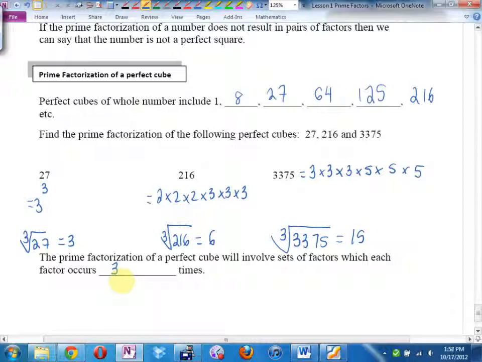Let's extend this. What if I asked you for the 4th root? How many of each prime factor would appear? 4. What about for the 5th root? 5. Let's generalize it. What about for the nth root? N of them, whatever root. What about for the 17th root? We never really use that, but what about for the 17th root? You'd be looking for 17 of them.